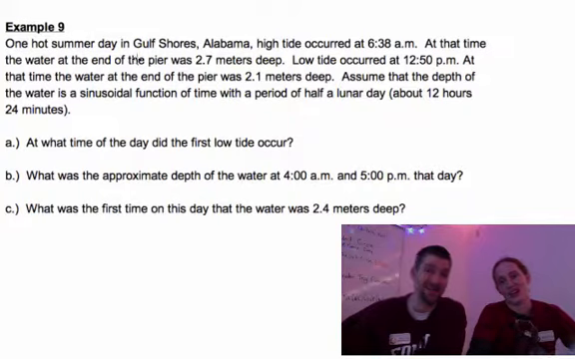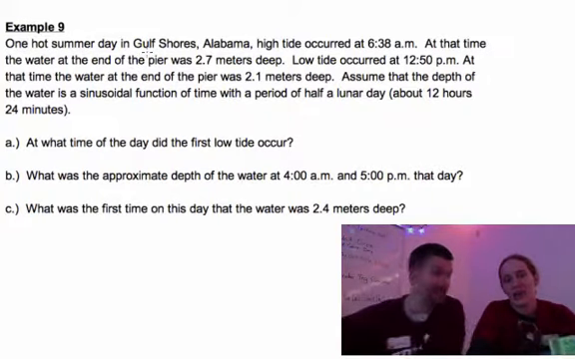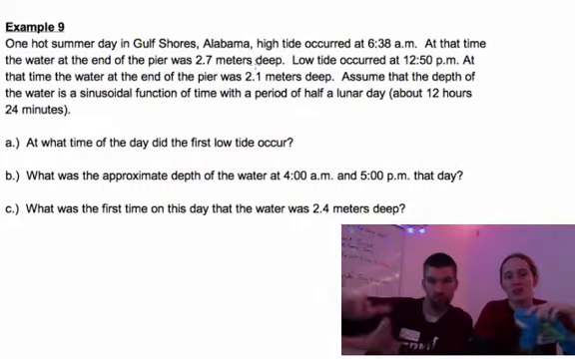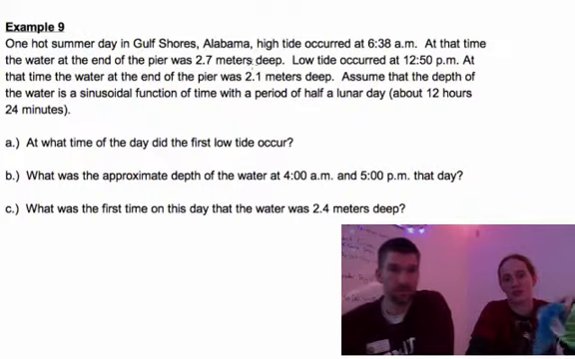We got high tide at 6:38 a.m. At that time the water at the end of the pier was 2.7 meters deep. Low tide occurred at 12:50 p.m. At that time, the water at the end of the pier was 2.1 meters deep. Assume the depth of the water is a sinusoidal function of time with a period of half a lunar day, about 12 hours, 24 minutes.